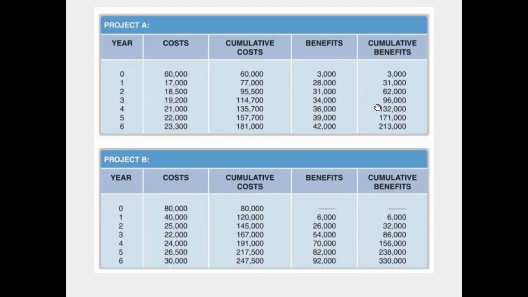Look at the second column. It's called cumulative costs, which means it's added up and you can see the price. Similarly, we can give some monetary value for benefits as well. So you can see for project A, the benefit is around 3,000. But in project B, right? So we can talk about starting from 6,000.